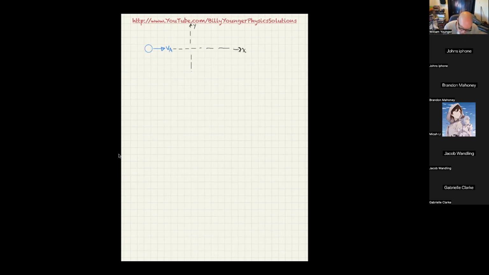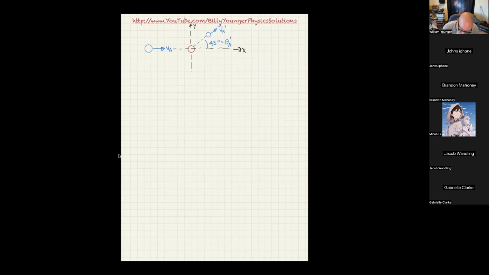And now what I'm going to do is place another ball right here. That ball will be the other pool ball, but it's initially sitting still. Then after the actual collision, let's say this ball moves off with a velocity VA prime at an angle of, let's say, 45 degrees, and I'll call that angle theta A prime.